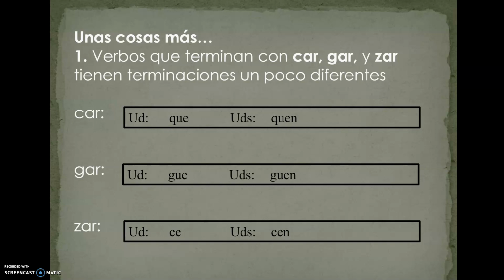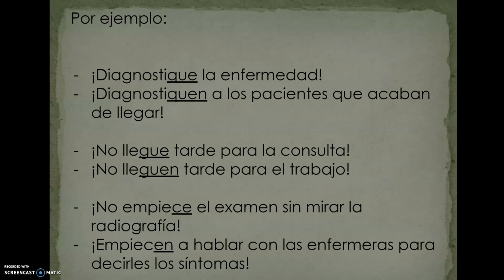For gar, you have gue and guen. Once again, no hay acento. And then for zar, you have ce and cen. And once again, no hay acento. Okay? And there are a few examples on the next slide you want to make sure that you write down.